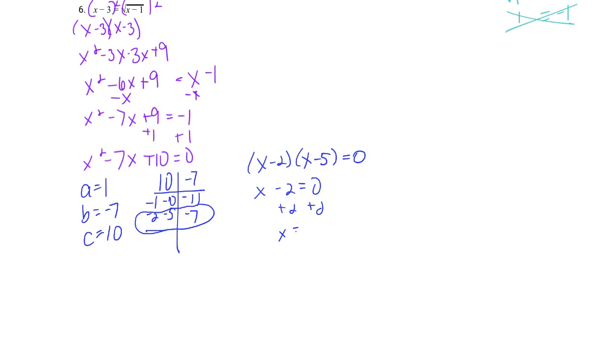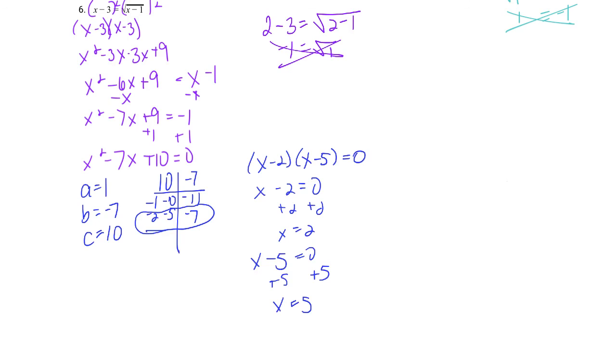That means we have solutions of x equals 2 and x equals 5. We got to test those out and see which one, if any, are true. Let's do 2 first. 2 minus 3 equals the square root of 2 minus 1. That's negative 1 equals the square root of 1. Not an answer. Know that a square root can never be a negative.